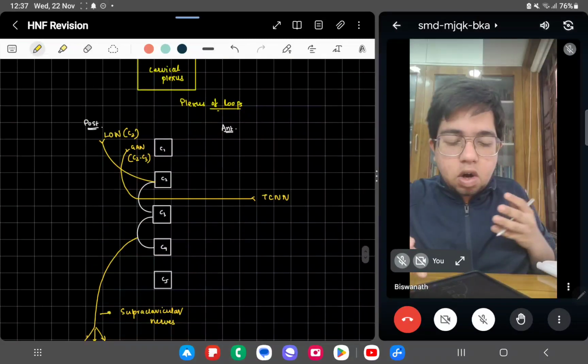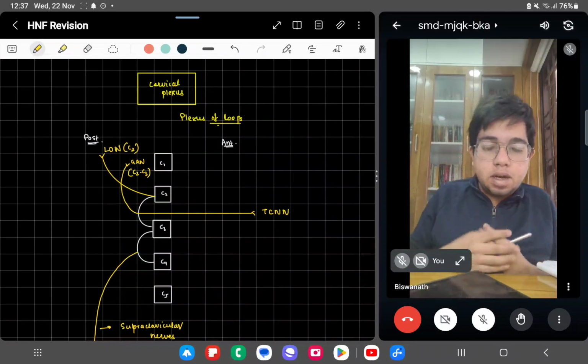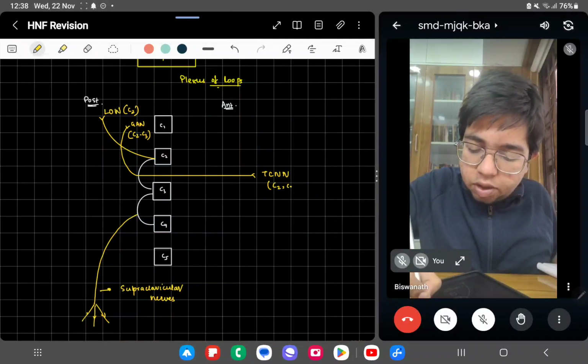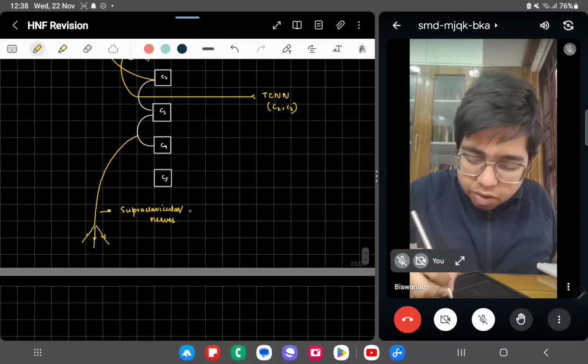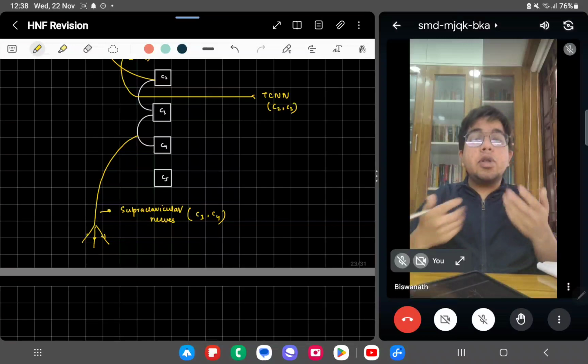So these are all your superficial branches that are arising from the cervical plexus. Okay, and root values you can know TCNN. The root value will be C2, C3. Then the supraclavicular nerves. The root value will be again C3 and C4. Let's talk about the deep branches.